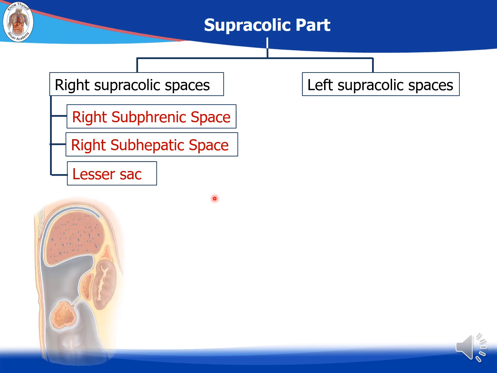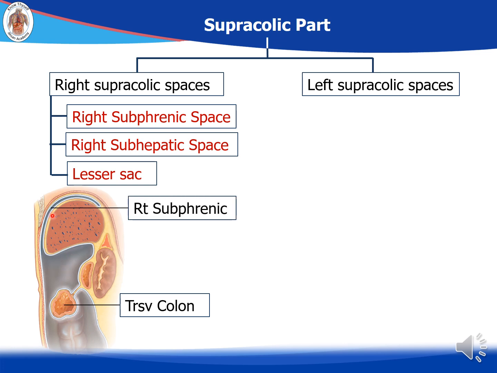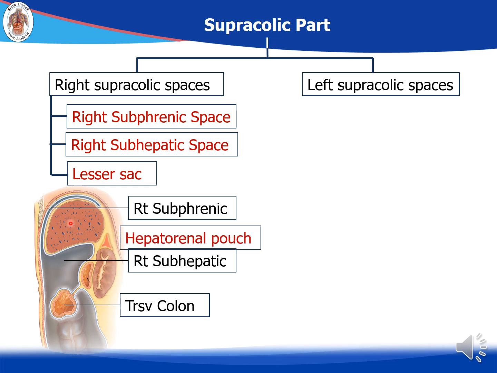Now the left side. So let us see it in the photograph. This is the liver. This is the diaphragm. This one is the transverse colon. So this space is the right subphrenic space. You can understand. This one is the right subhepatic space up to the transverse colon. Now this section is a parasagittal region towards the right side. So let us move a bit medially.